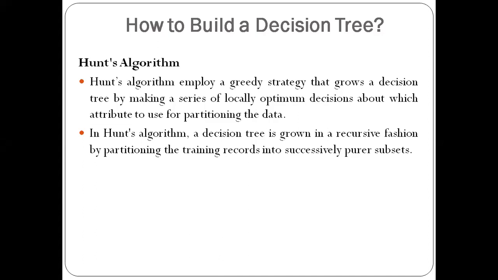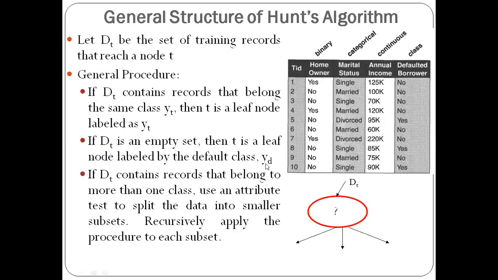Based on those decisions, it will be partitioning the data. It has to divide the data into subsets so that we will be able to assign the class labels at the leaf node. It follows a recursive approach in order to perform the partitioning of the records. Now let's see how Hunt's algorithm is going to work.